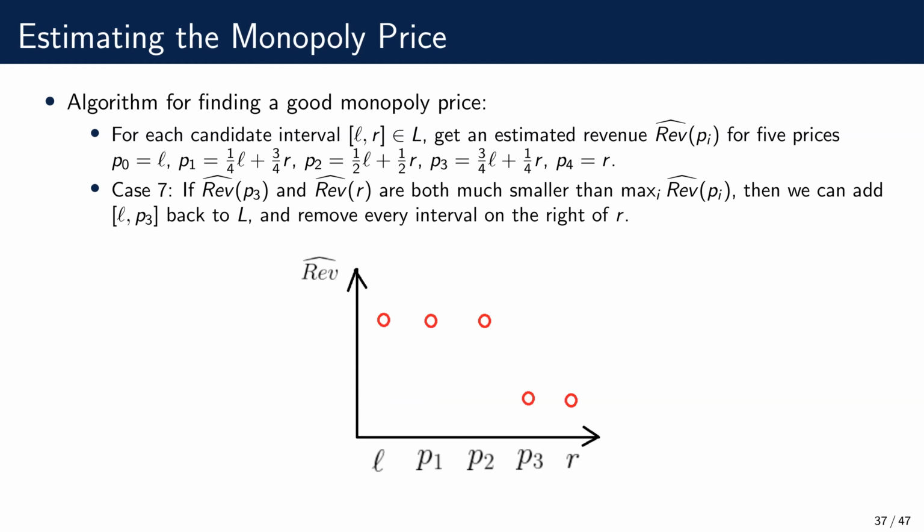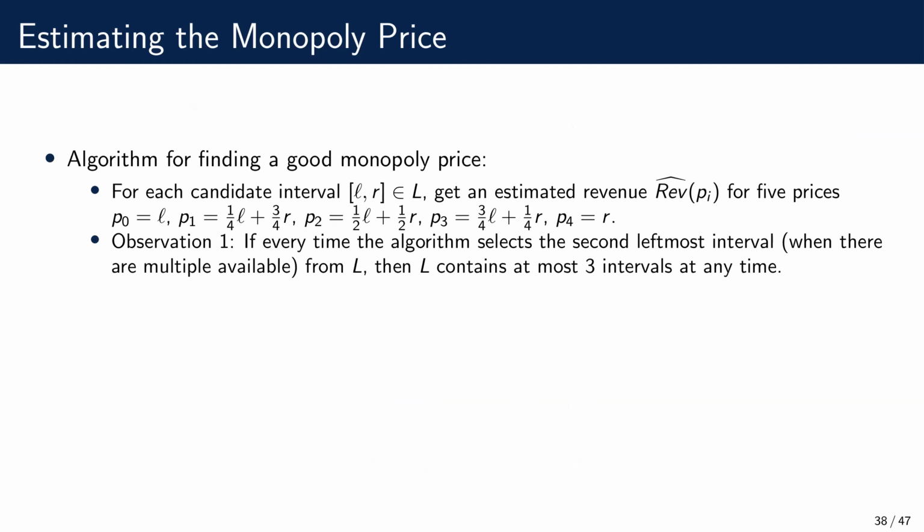So basically, we have exhaustively counted all of the cases, and we can show the algorithm terminates quickly by the following observations. The first observation is that if the algorithm always selects the second leftmost interval from the list when there are multiple intervals available, then the candidate list always contains at most three intervals at the same time. So this means the searching cost of each step is very small.